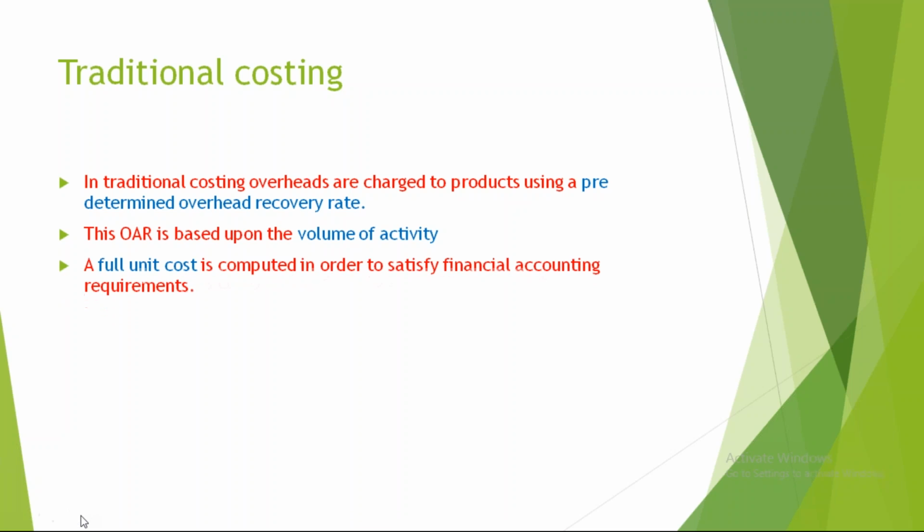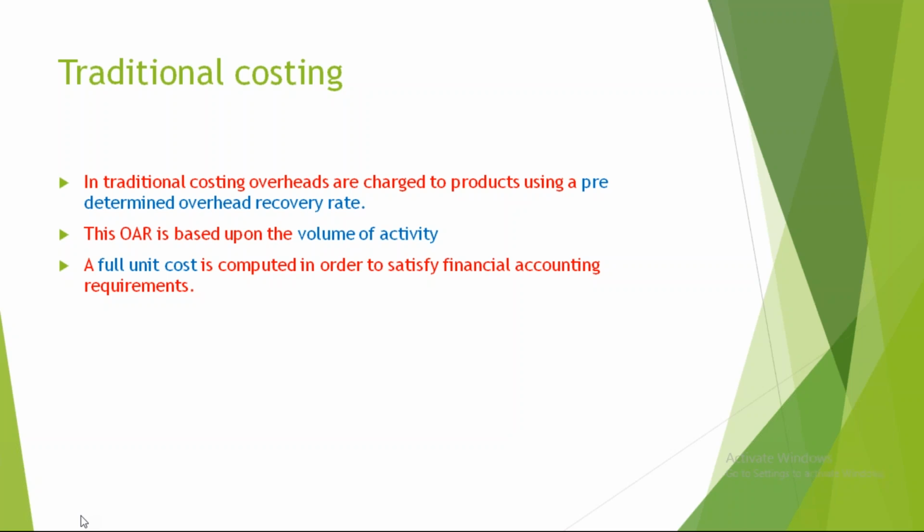So basically, full unit cost is computed in order to satisfy financial reporting. Our financial accounting standard IAS 2 says whenever we value inventory, we must take the total production cost. Total production cost is direct materials, direct labor, variable overheads, and the fixed overheads portion. Direct materials, we have no problem. Direct labor also, no problem. Variable overheads also no problem. But the problem is with fixed overheads.